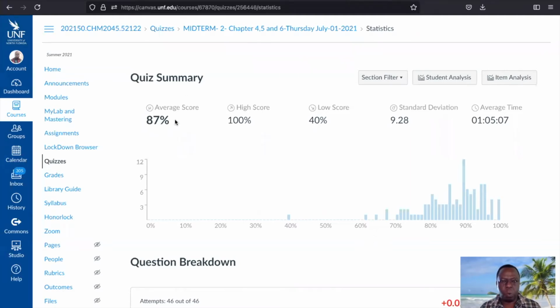The average score was 87%. The highest was 100%, lowest was 40%. The average time taken to complete the exam was around 1 hour, 5 minutes, which tells me that the time allocation was enough, you didn't run out of time. But this was 2 points lower than midterm exam number 1.